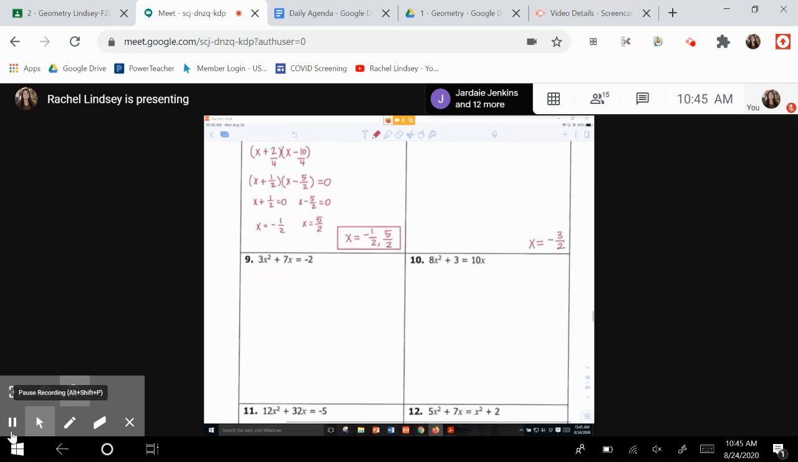Now number 9, got to do a little bit extra. Since this is not set equal to 0, I need to make it be set equal to 0. What do I need to do with this negative 2? Move it to the other side. Inverse operations. So add 2 to both sides. So I have 3x squared plus 7x plus 2 equals 0.